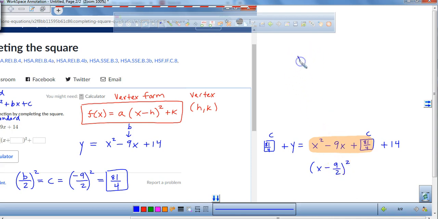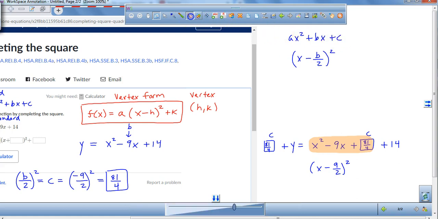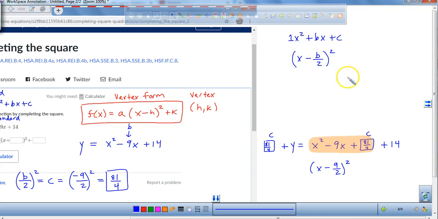So it will always be x minus b over 2 squared whenever you complete the square correctly from ax squared plus bx plus c, where the a value is 1. I'm going to put plus. Ours happens to be minus because the b value is negative, but it'll always be half the b value squared. So that's a cool little trick that you could write down in your journal in case you needed help with that.